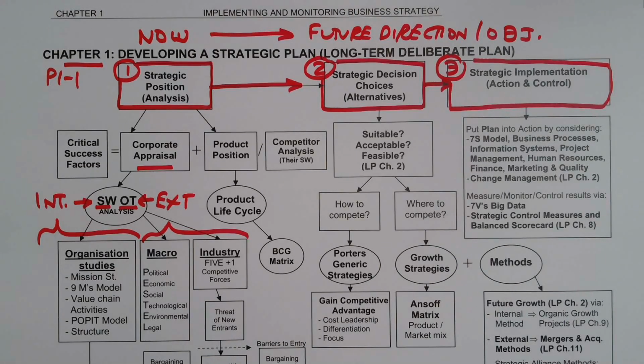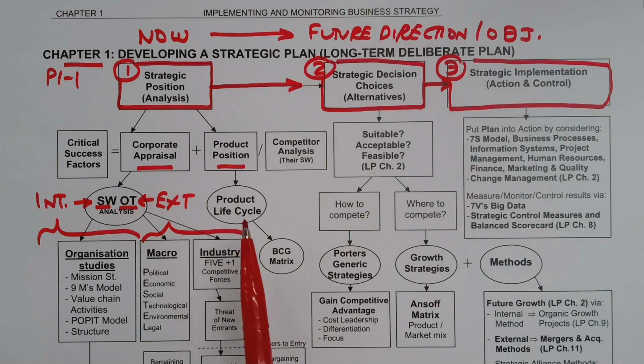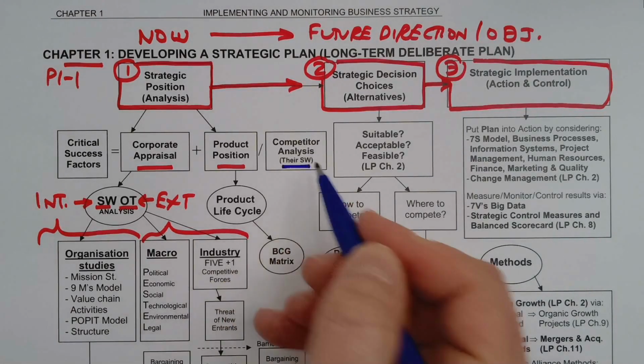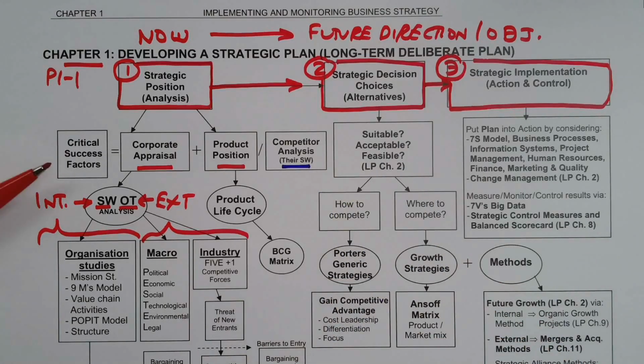That's our corporate appraisal. We're also thinking about our product position. So we're thinking about the product life cycle. Where are we in terms of the life cycle? And a related model here is the BCG, which looks at also stages as we move through in a product's life. And finally, if we put all of this together, along with our analysis of the competition, we must never forget the competition, we can come up with critical success factors. What are those? Those are important factors we need to achieve a successful strategy.